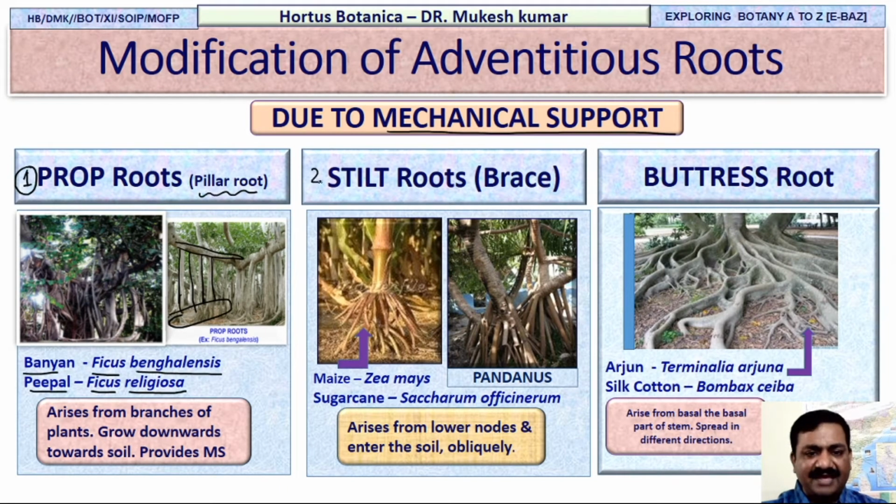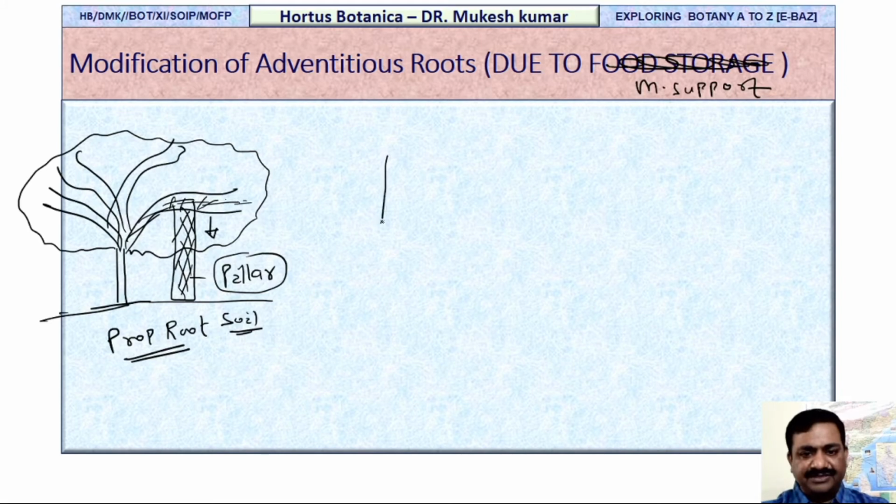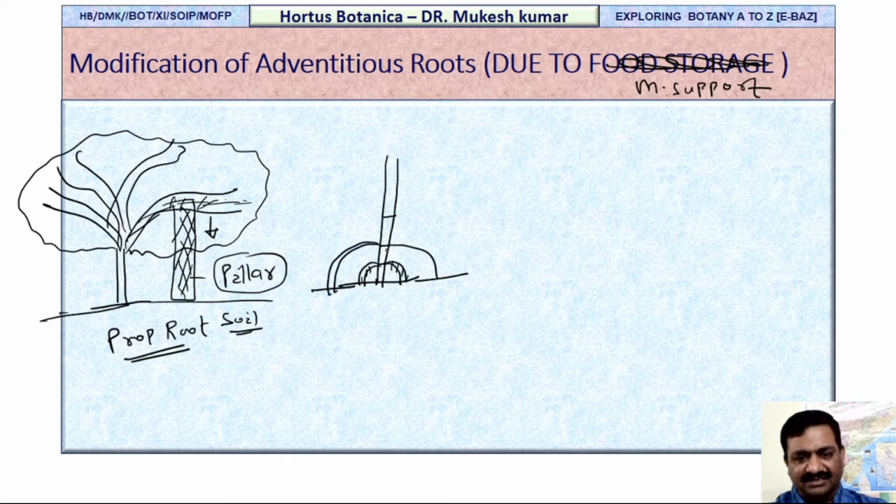Now second we have the stilt root, also known as brace root. What is it? Similarly, we find here these are the lower nodes of the plant, and what happened? They grow downward, attach to the soil, and provide mechanical support to the main plant so that it can stand properly. See, this is the structure. They attach to the soil and provide mechanical support.